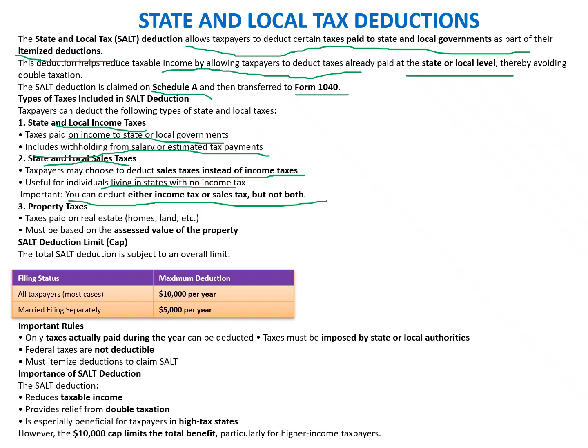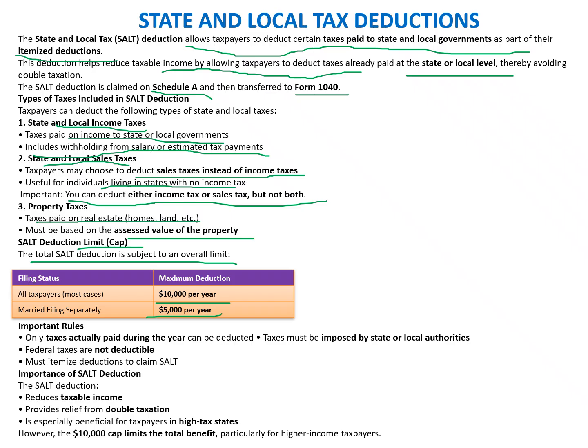Then we have the property taxes paid on real estate, and they must be paid by the assessee on the value of the property. The SALT deduction limit cap is that the total SALT deduction is subject to an overall limit: 10,000 per year for all taxpayers, and for married filing separately it is 5,000 per year. So this is the maximum amount of taxes which can be claimed by the individual.